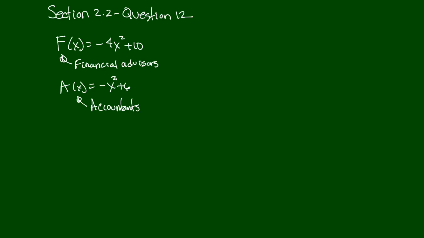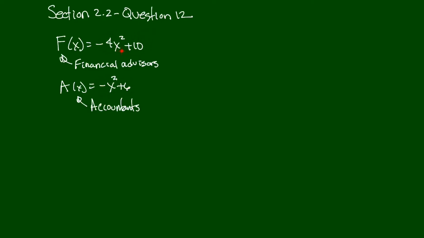Looks like there's a lot going on in this problem, but here's what we've got. There are two very particular social networking companies: one company for financial advisors and one company for accountants. These functions are the revenue functions for the years 2007 to 2012. So over this time period, this is how we're projecting the revenues for these companies.